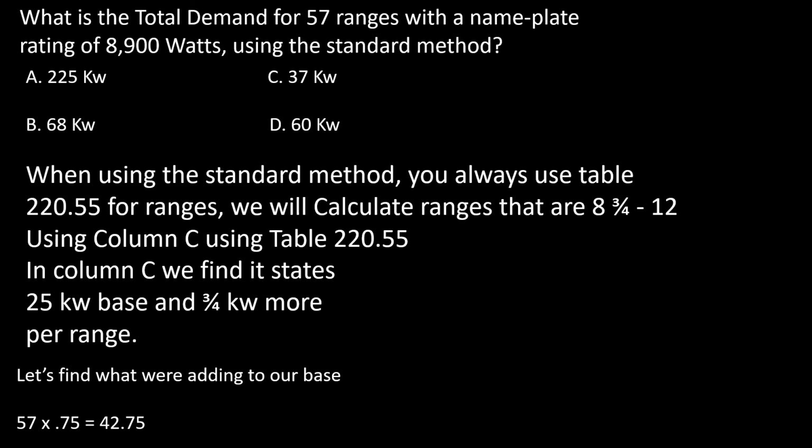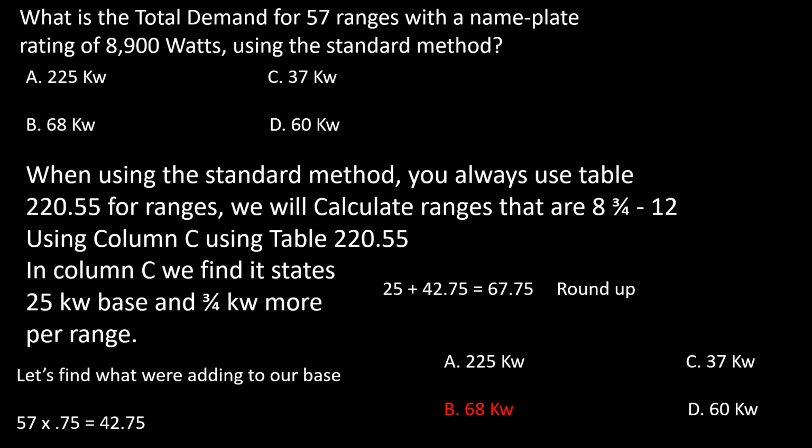So let's find out what our increase is going to be. We take 57 ranges multiplied by 0.75. That is going to give us an increase of 42.75. We add that back to our base. That's going to give us 67.75. We round up and we select B.